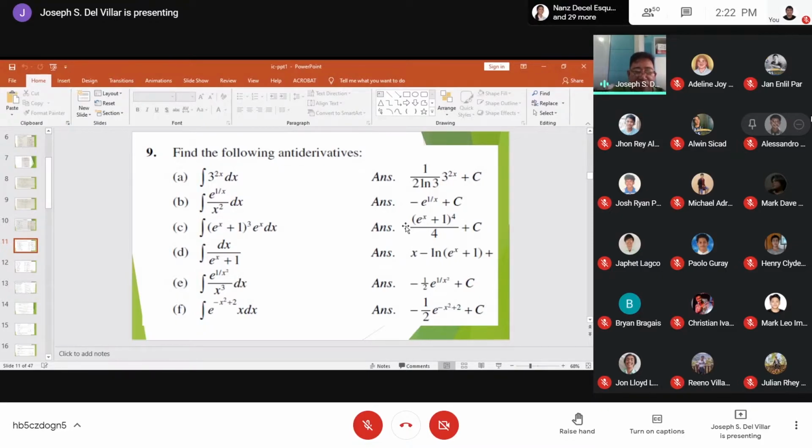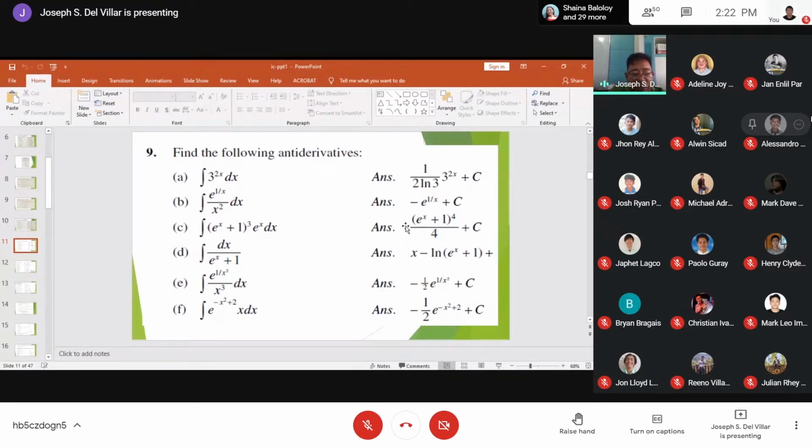So, i-apply na natin yung formula na the integral of e to the x dx is equal to e to the x plus c. Okay? Kukopyahin lang natin yung given na may e. Okay? So, negative 1/2 times e raised to the 1 over x squared plus c. Okay, what about letter F?